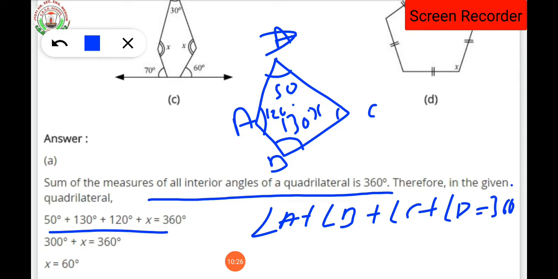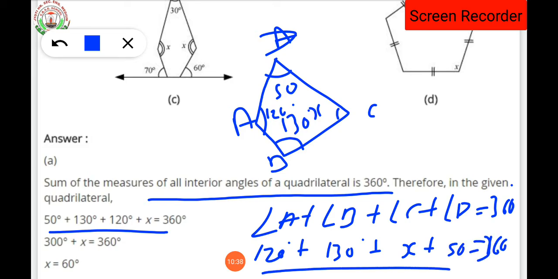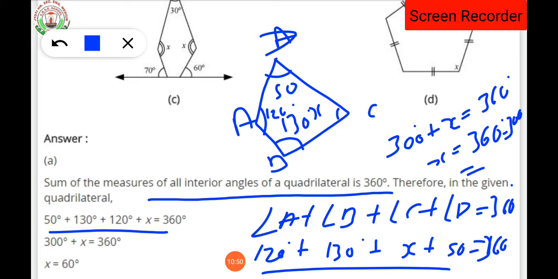Then angle A is 120 degrees, angle B is 130 degrees, angle C is x, which we have to find, and angle D is 50 degrees, and the sum is equal to 360 degrees. Adding all this, we get 300 plus x is equal to 360. Now x is equal to 360 degrees minus 300. What will be the answer? The value of x will be 60 degrees.